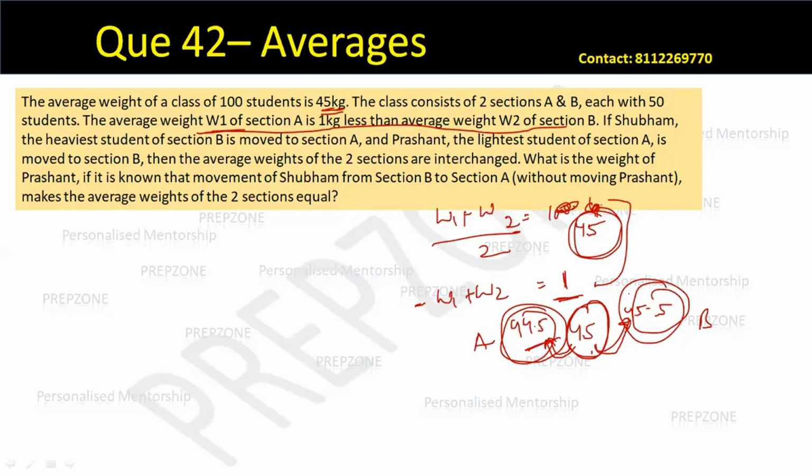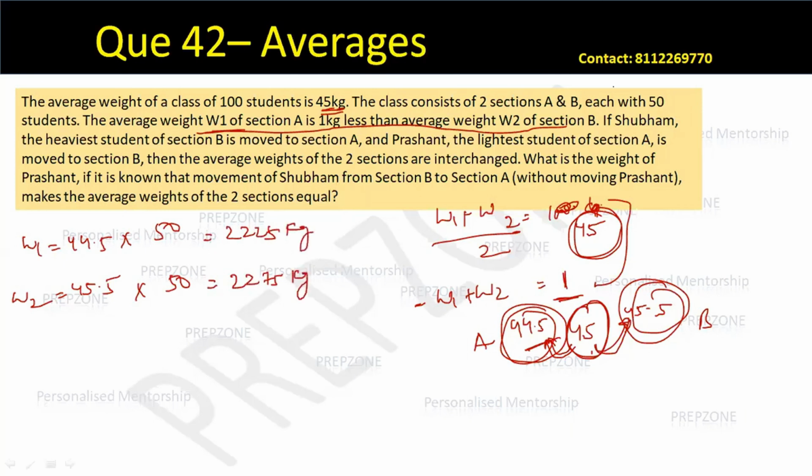So either way, you just have to come to this conclusion that W1 is 44.5 and W2 is 45.5. Okay. And I have 50 students in W1 and 50 students in W2, which means the total weight of A class is 2225, and this is plus 50, 2275 kgs.